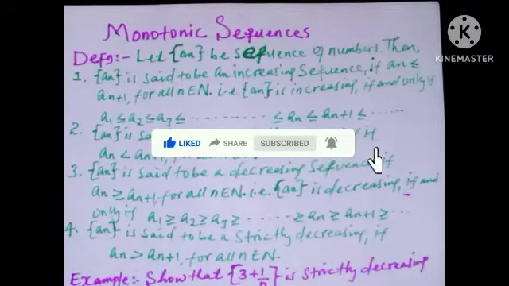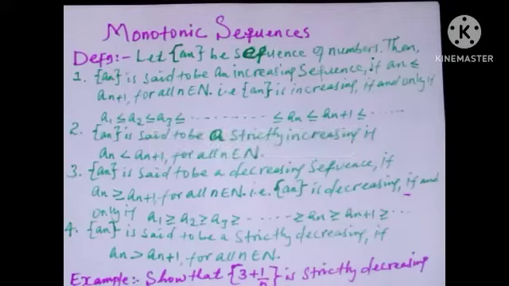Today we will look at monotonic sequences. What is a monotonic sequence? That is the topic that we are going to discuss for today's video.